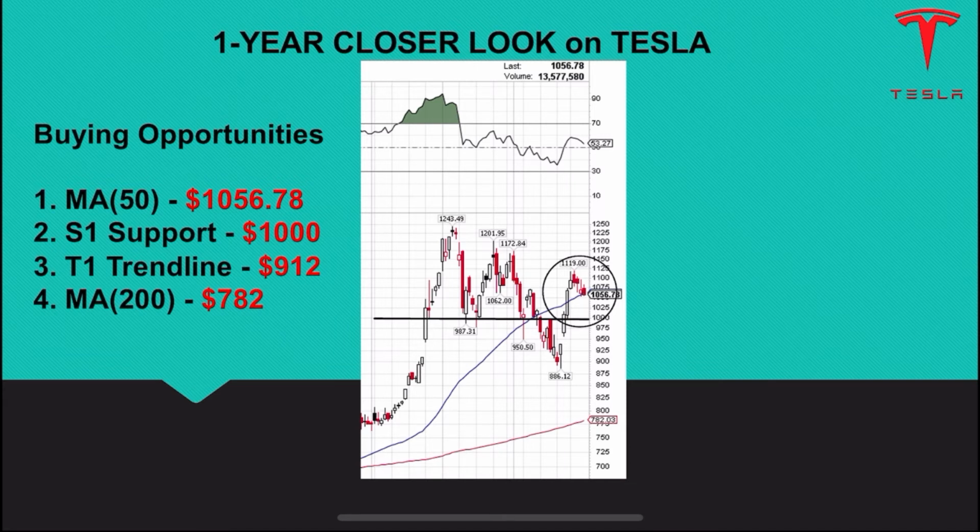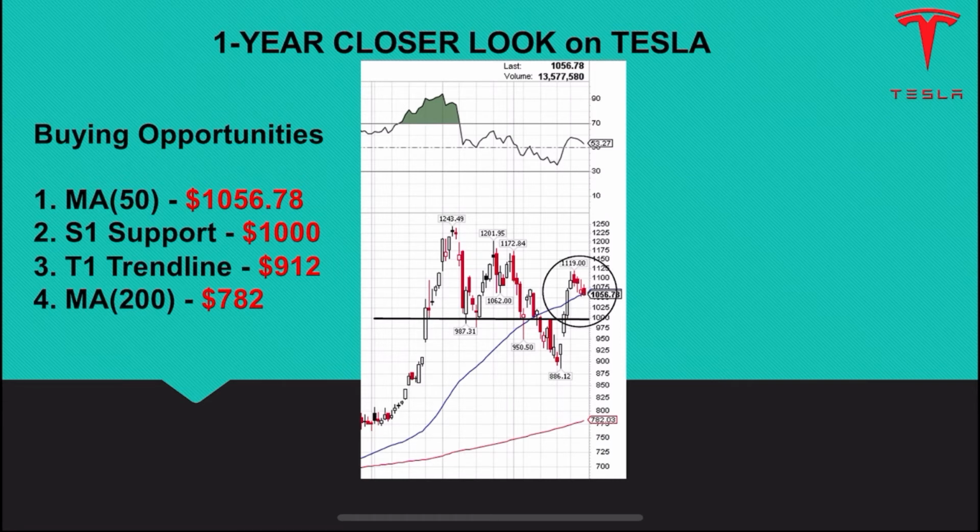If for some reason bad news comes out and it moves the price lower, it's going to move down to 1000. And then if there's further bad news, or if the market is in a bad condition, then the price should fall to the T1 trend line, which is approximately $912. And if there's some sort of catastrophe, then the price should fall to MA200, which is 782. The likelihood of that happening is very low.